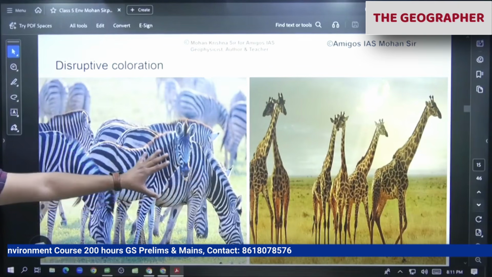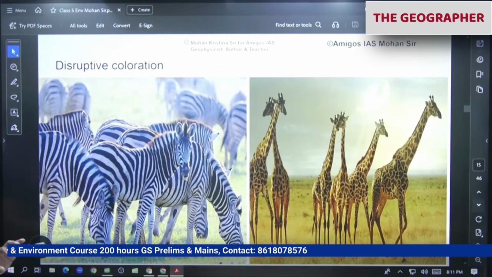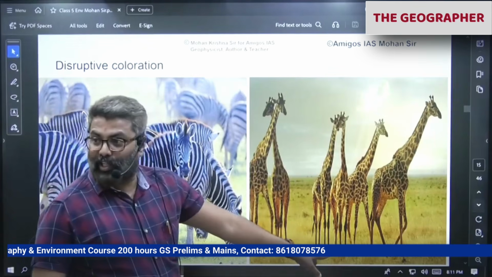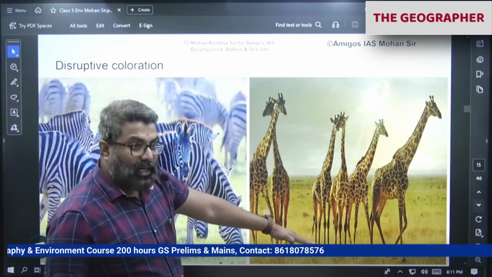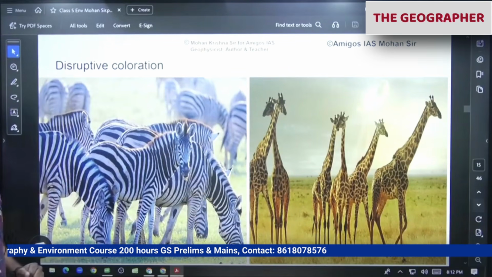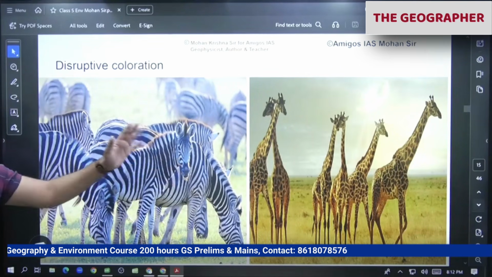For it, totally different colors will appear, so it will not be able to identify which animal is where. Here also you see the adaptability of the giraffe to the surrounding vegetation. The colors you notice, the sky pattern only it has and the grass pattern it has. So it will be difficult for the animals to identify them. So these are all some of the techniques prey adopt to survive.